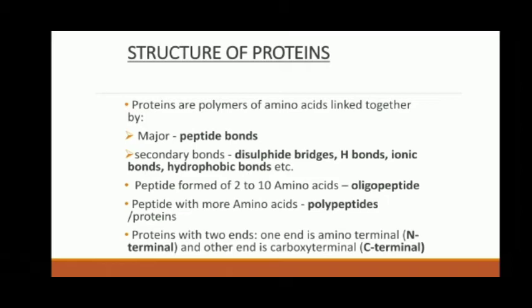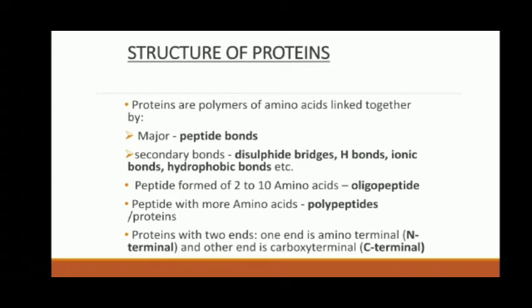A peptide that is formed of 2 to 10 amino acids, a peptide formed by only that many amino acids joining together, is an oligopeptide. And peptides with more amino acids are known as polypeptides.